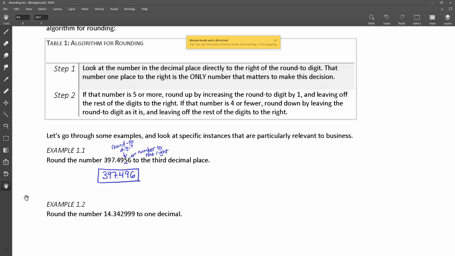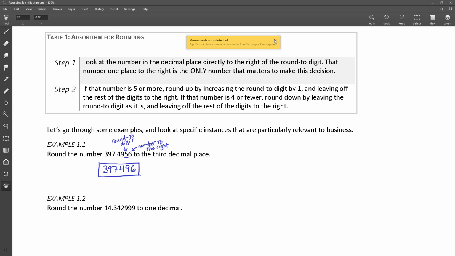Now what about example 1.2? Example 1.2 says, round the number 14.342999 to 1 decimal. Okay, so this is the shortest way to talk about our decimal places. 1 decimal refers to the first decimal place, 1 decimal place to the right of the decimal point. So in this case, that is this number 3. So 3 is the round 2 digit.